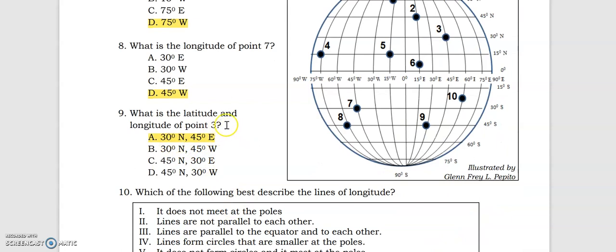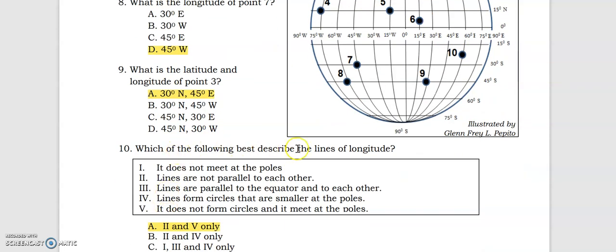What is the latitude and longitude of point 3? So for the latitude, take a look at the horizontal line. So it's 30 degrees and it's in the north. Then for the longitude, take a look at the vertical line. It's 45 degrees and it's in the eastern hemisphere, so it's 45 degrees east.